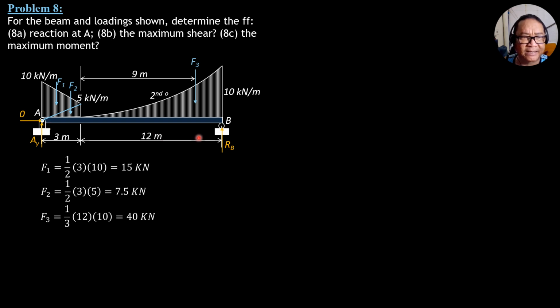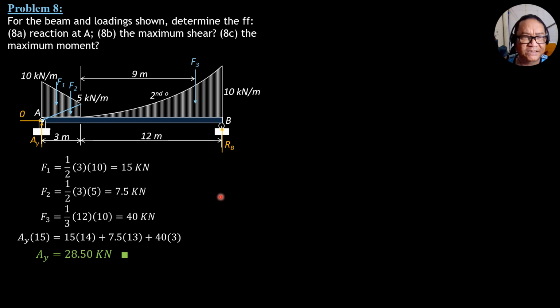So AY times 15 equals 15 times 14 plus 7.5 times 13 plus 40 times 3. So this is 3. Take note. So I hope that you can analyze these moment arms here. So AY is equal to 28.5 kilonewtons.